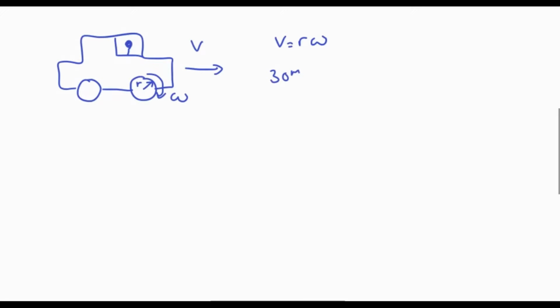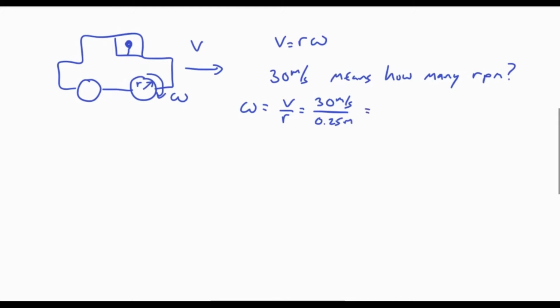So a car going a highway speed of 30 meters per second would have tires going with what RPM? This becomes very easy. Assuming a radius of 0.25 meters, all we have to do is solve for omega and plug in to get 120 radians per second. From there we just convert radians to revolutions and seconds to minutes, and we get 1146 RPM.